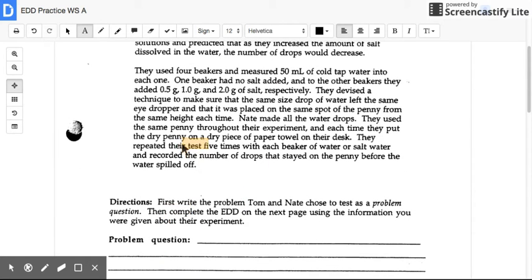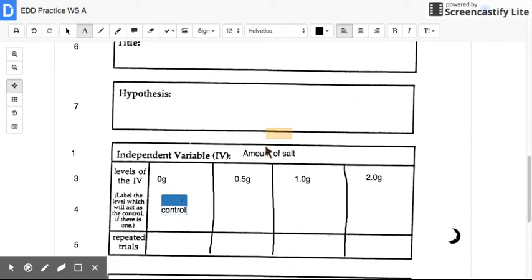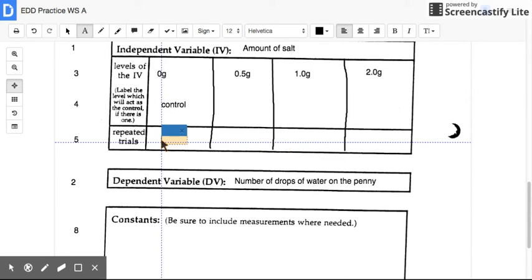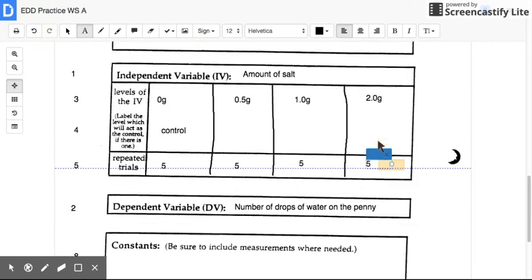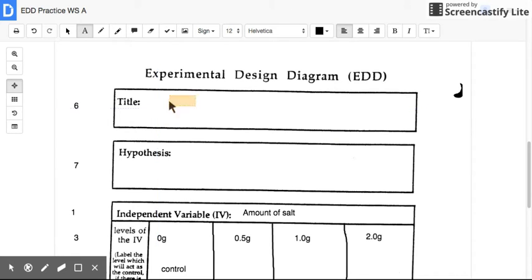Repeated trials. Tom and Nate, notice it said that they repeated their test 5 times with each beaker. So you're going to come in and you're going to put that in each time. So you realize they repeated this test 5 times with 0 grams, 5 times with 0.5 grams. So that's why each one is going to have 5. That moves us up to our title.